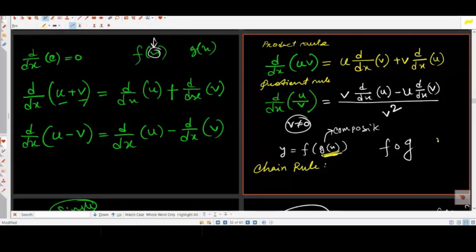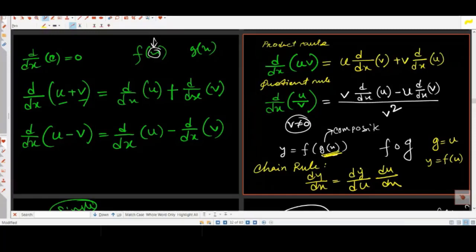We consider that g of x as u. Then we will get y equals f of u. So dy/dx can be found by dy/du times du/dx. So this is called the chain rule. That means you have to find the derivative of a composite function. So in that case, the derivative dy/dx can be found by dy/du times du/dx.